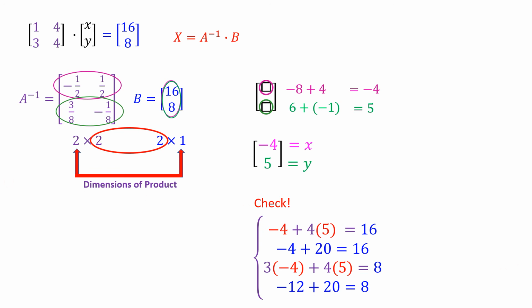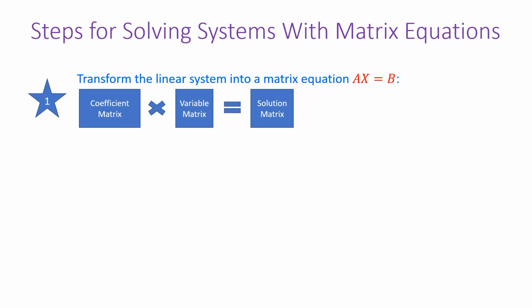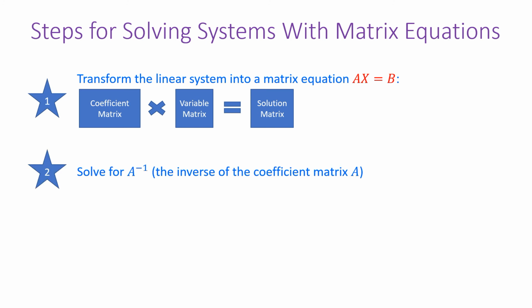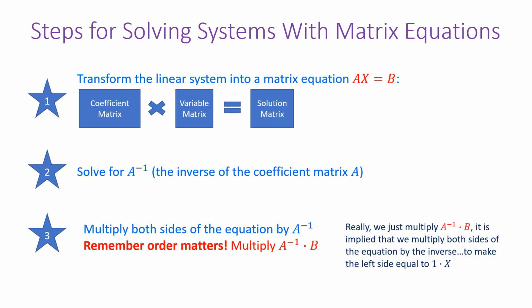Let's just really quickly review the steps we went through. So if you are going to take a linear system and you are going to solve it with a matrix equation, your first step is to transform it into a matrix equation in the form AX equals B. So the coefficient matrix times the variable matrix equals the solution matrix. Then you'll have to take matrix A and solve for the inverse of A. And then you'll multiply both sides of the equation by that. And really, we're just going to multiply the inverse of A times B. That will give us our solution matrix. Remember, we're not really multiplying both sides, but it's implied that we did.